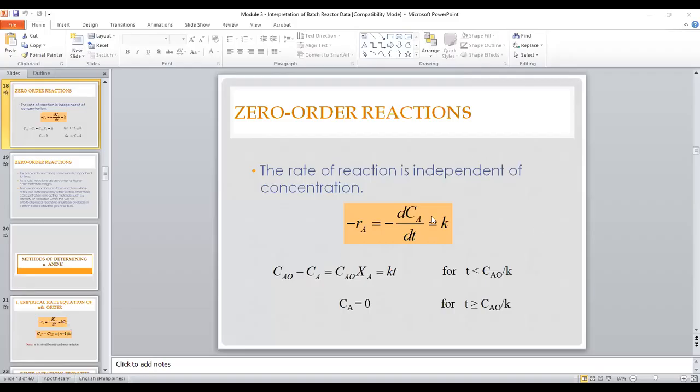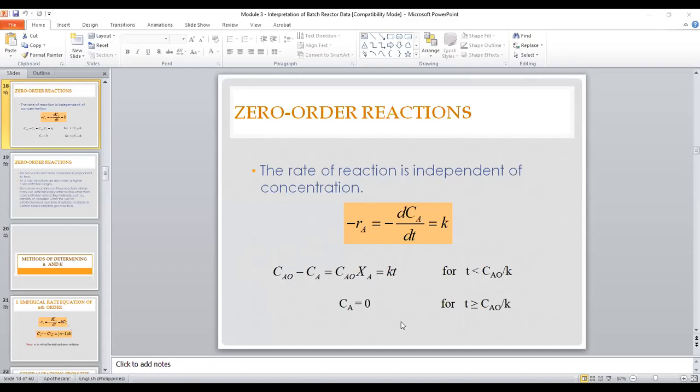So for zero order reaction, you don't have the concentration term appearing on the right side. So you have a very simple differential equation to deal with, and this will be your corresponding formula. For the t provided in the problem, which is less than CaO over K, this will be the formula that you will use. If the t that is provided in the problem has a value already equal to or greater than CaO over K, automatically the C sub A that you will answer is 0.